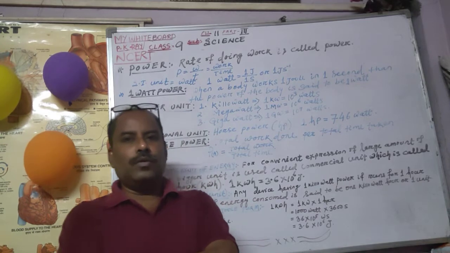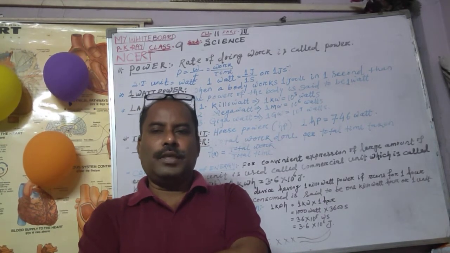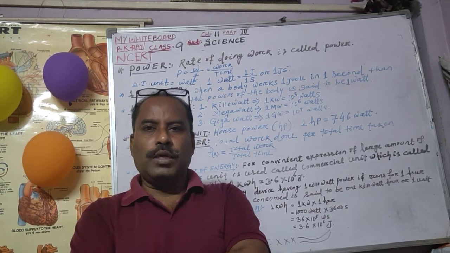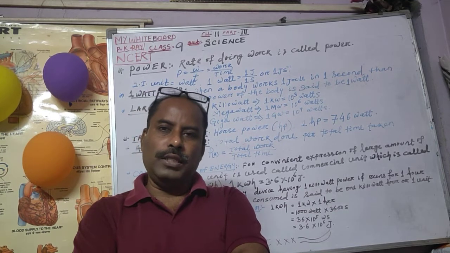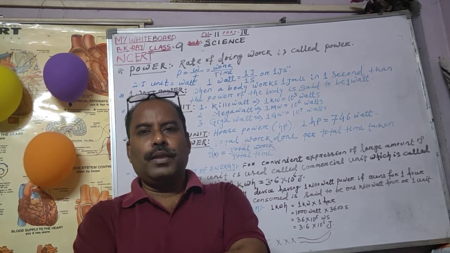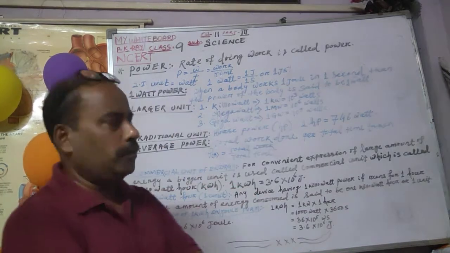So today we will continue class 9 science chapter 11, work and energy. In the last two classes we covered the work as well as the energy part. Today we will continue with the power part. So let us see the whiteboard.